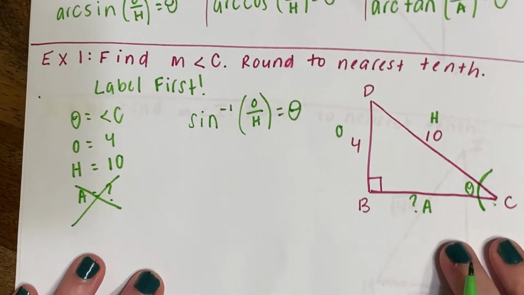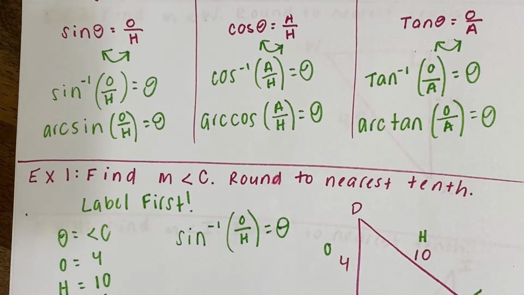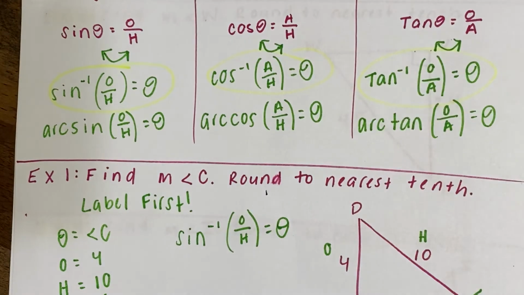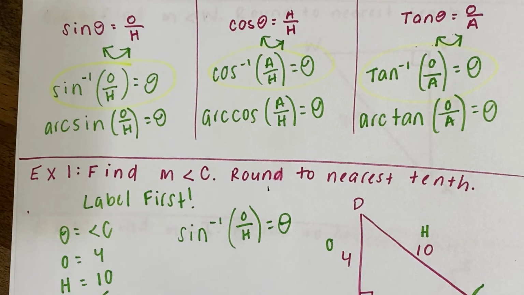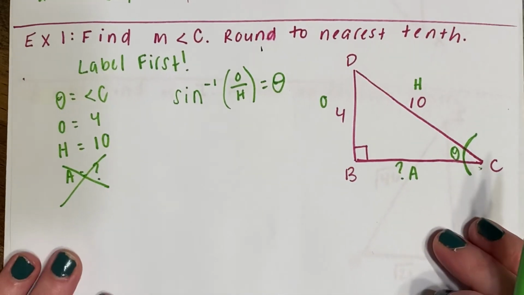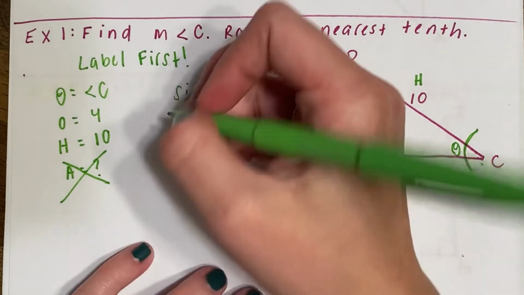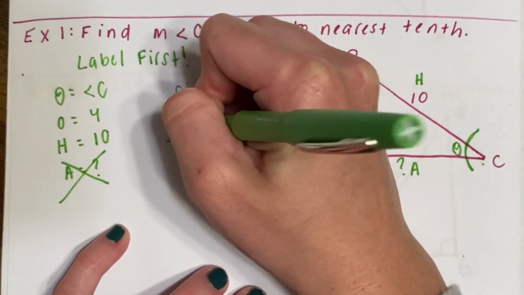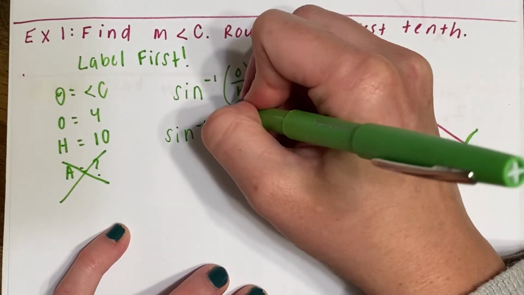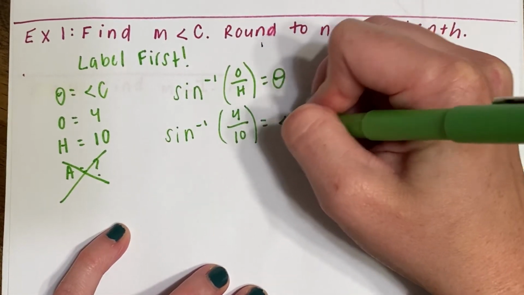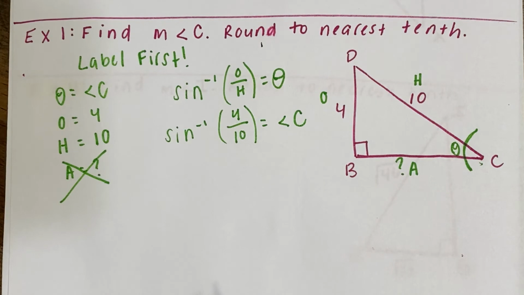Okay, it may be a good idea to go back up where we wrote down these and highlight those. That's what you're going to be setting up when you solve. It's kind of hard to see there. Okay, and then, so we know we're using sine. We're going to plug in what we know from the diagram. So inverse sine, opposite side is 4. The hypotenuse is 10, equals the measure of angle C.